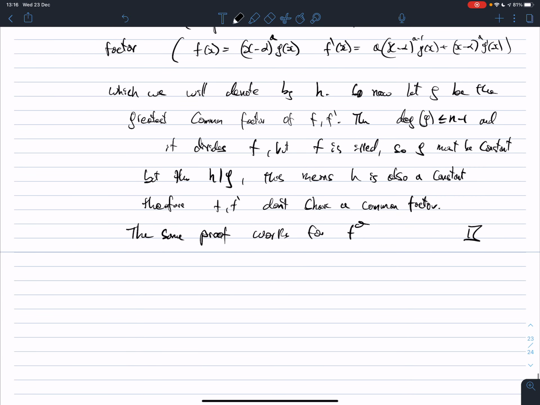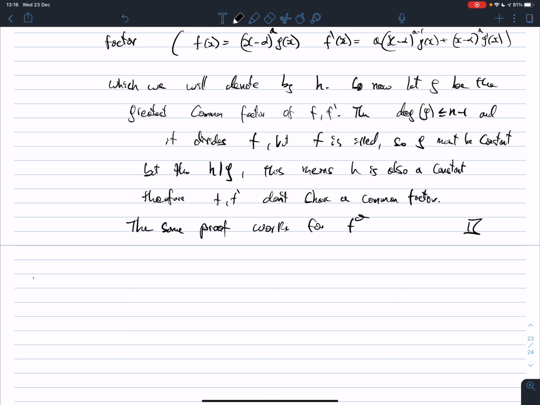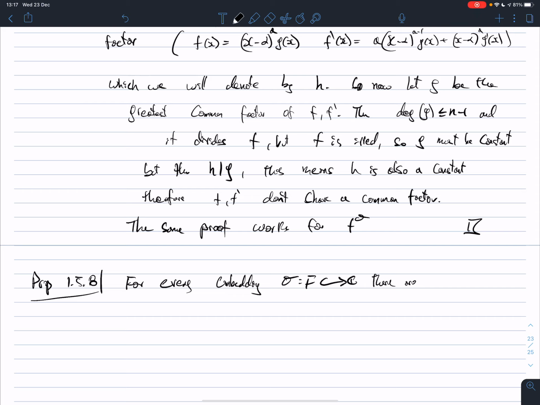Well, it tells us immediately how many embeddings we can possibly have. So here's the proposition, 1.5.8. For every embedding sigma from F into the complex numbers, there are degree K over F embeddings of K that extend sigma.